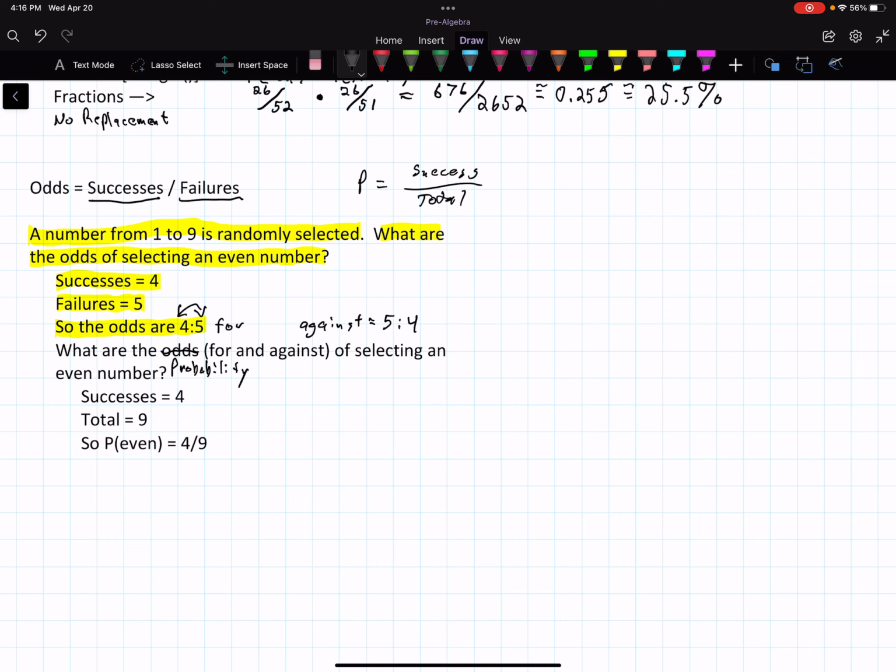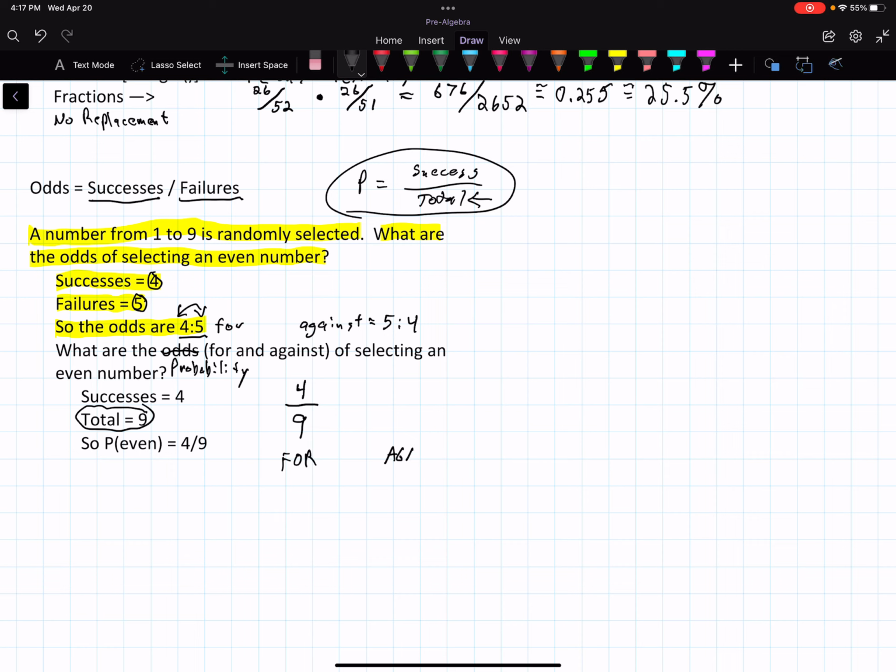And remember, probability is success over total. So the probability of the even number happening is going to be 4. Remember, we figured that out right here, that an even number happening is 4. But what's my total now? My total is, 4 and 5 is 9. So that's the probability, 4 over 9. Where the odds were 4 to 5, the probability is 4 over 9, over the total. Okay? So that would be my probability for that happening.